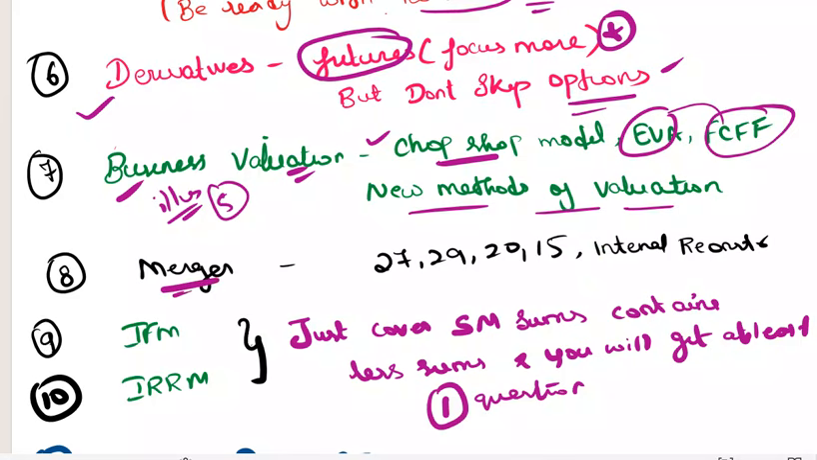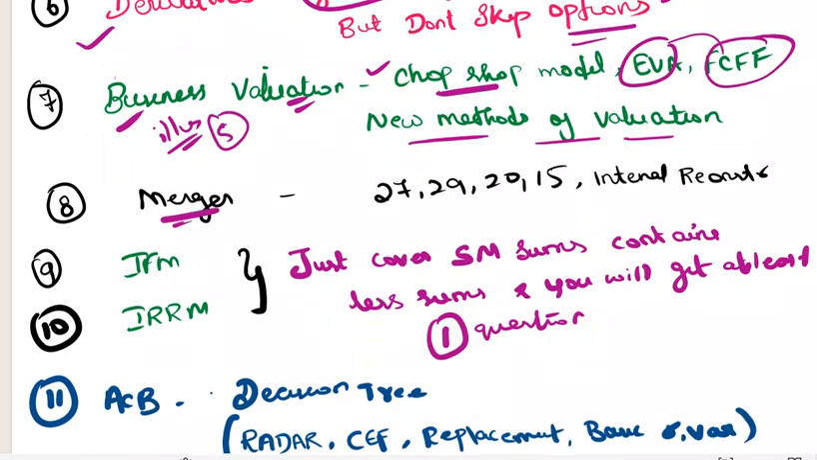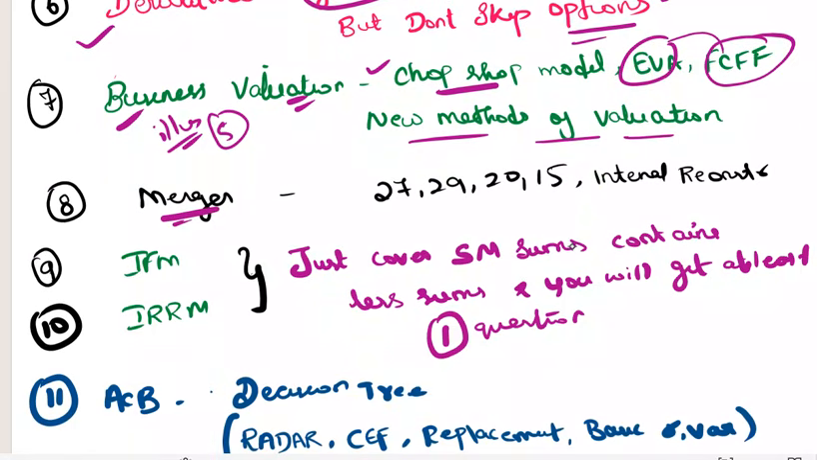Okay, the next part is merger. In merger, I have given some questions from your study material. Please concentrate on these 4 areas. These 4 questions are very big questions. If you do not have hands-on practice, then you may feel difficulty in solving them in your exams. So please solve these questions and go.